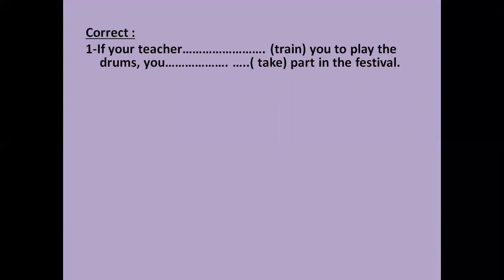Now we are going to answer some exercises together. Look at number 1. If your teacher train you to play the drums, you take part in the festival. So the answer will be: if your teacher trains. Very good, because we put the first clause in present simple. Look at the second clause: you will take part in the festival. Very good, because in the second clause we use will plus verb stem.